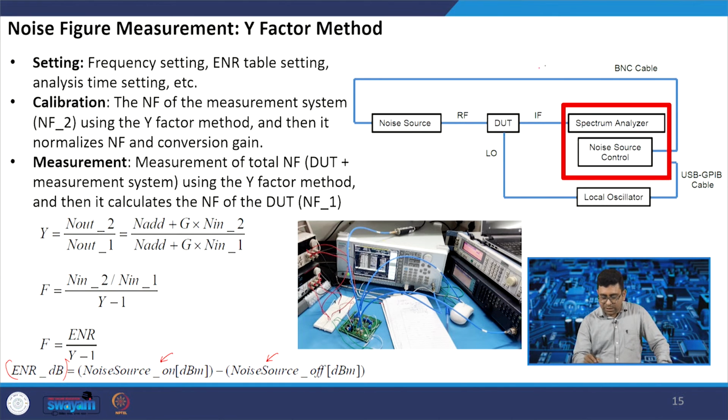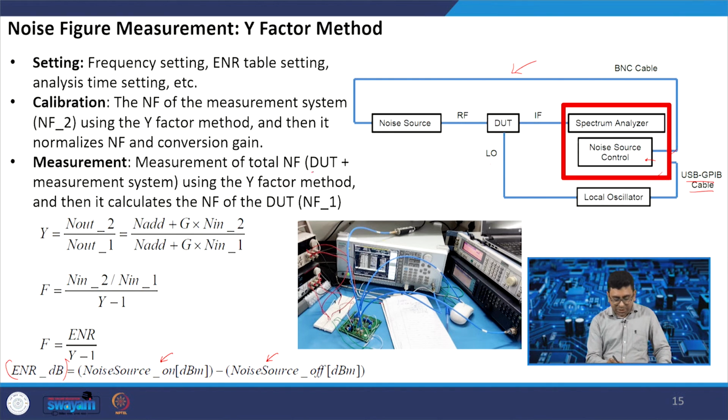This is how you can do the cabling for the device under test. This is your RF input, this is the IF output, this is your LO input. You have a spectrum analyzer and a noise source which is connected. In the spectrum analyzer there is a noise source control, which controls the noise source connected by a BNC cable, and that will be the input to your device under test. You also have a LO, local oscillator signal, applied to the DUT, which is connected with a USB GPIB cable, because you need to also control the LO frequency according to whatever inputs you have given at the spectrum analyzer.